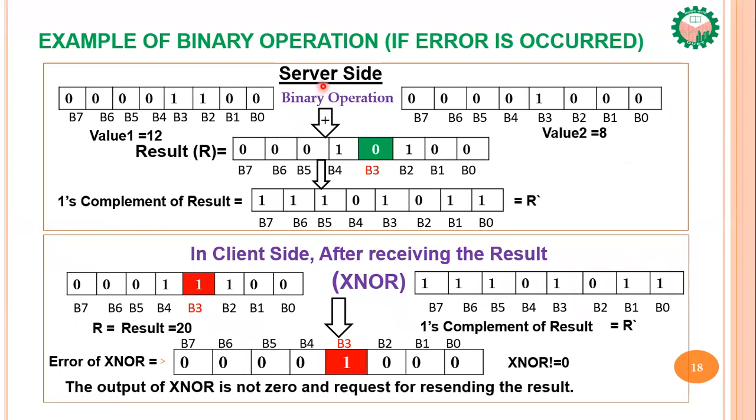In the server section, the result is the summation, and its one's complement is computed. After completing the result, the client receives the result and its one's complement. Then observe here that the B3 position has changed from 0 to 1. That means the XNOR operation is not 0. So it requests the server to re-execute the result and send it to the client again.